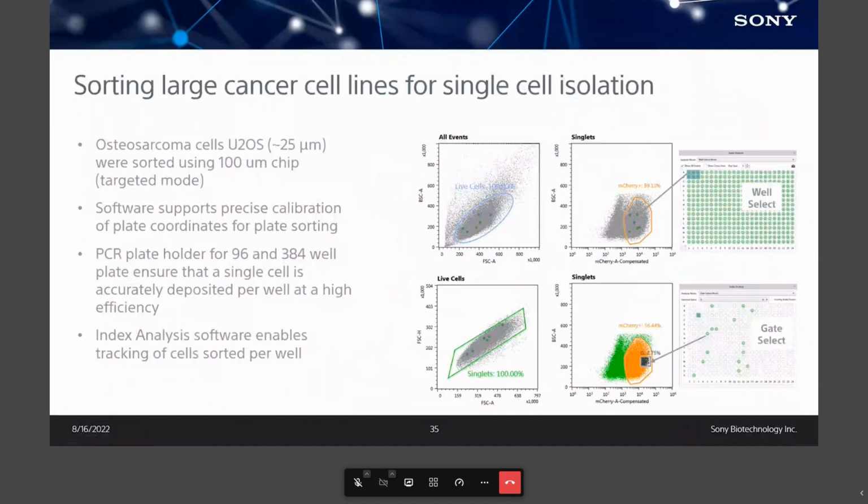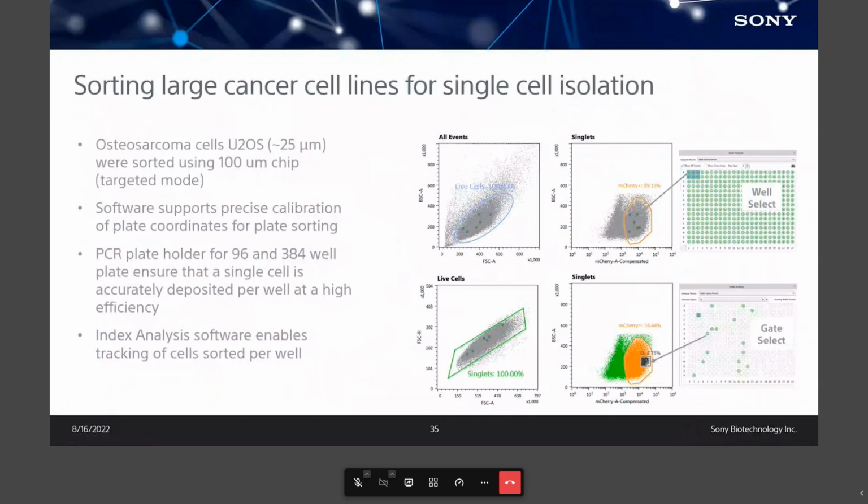It works extremely well on the MA900. This is an example of an osteosarcoma cell line that was sorted with the 100 micron chip. The software supports very precise calibration of the plate coordinates for plate sorting. So you can actually control the exact placement of the droplets, but you also have the ability to customize the size of the adjustments themselves, and you have the ability to lay out the deposition in any way that you'd like, even utilizing different populations and different sort modes within the same plate.